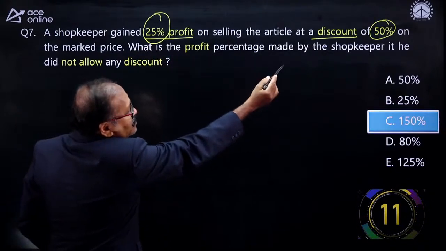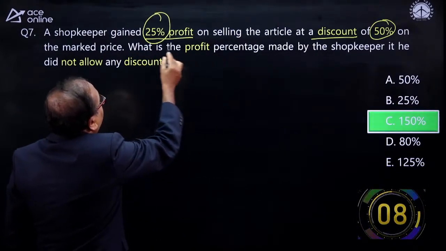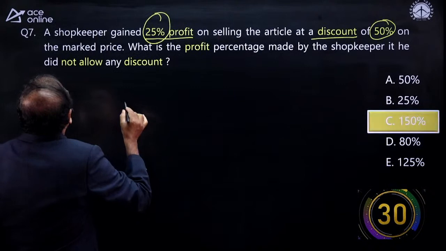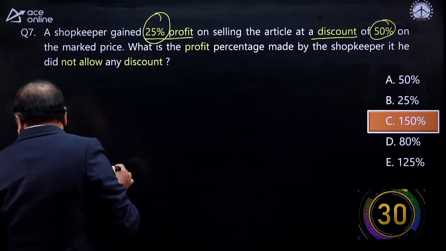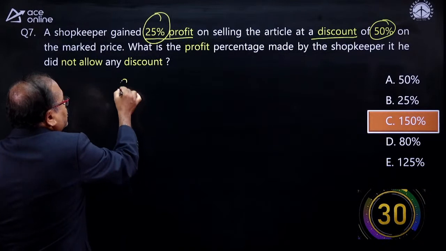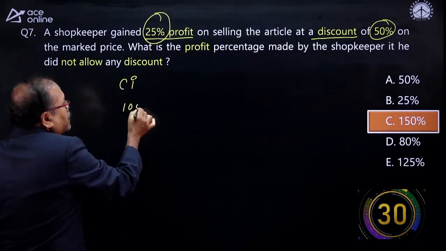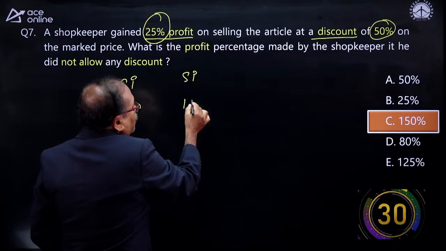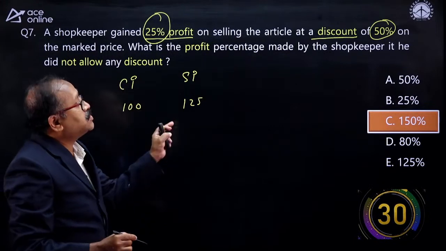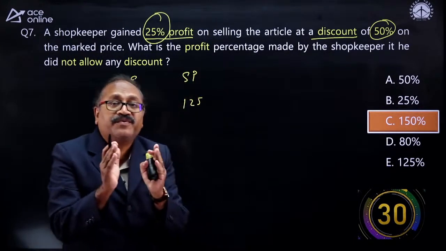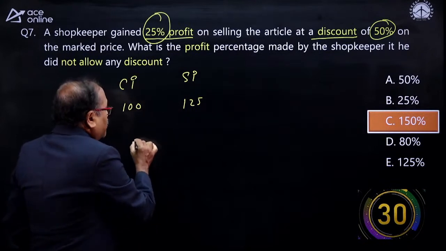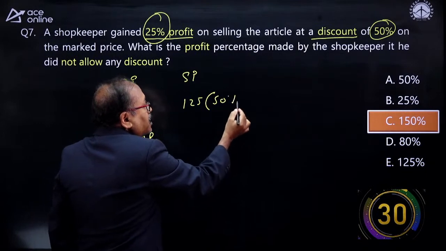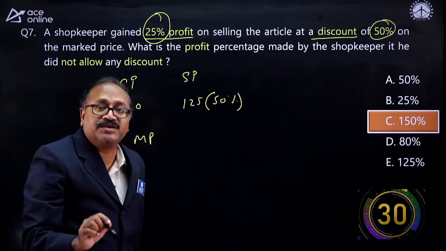So here, look at this. It is a 50% discount and 25% profit. So let's consider that the cost price CP is equal to 100. Then what will be my SP? As there is a profit of 25%, SP is 125. And this SP is after giving a discount of 50%. So what will be my mark price? After you give a discount of 50%, the selling price is only 50% of the mark price.